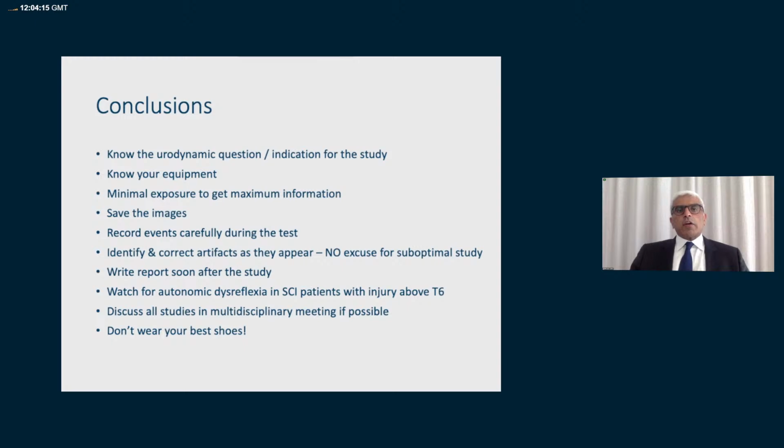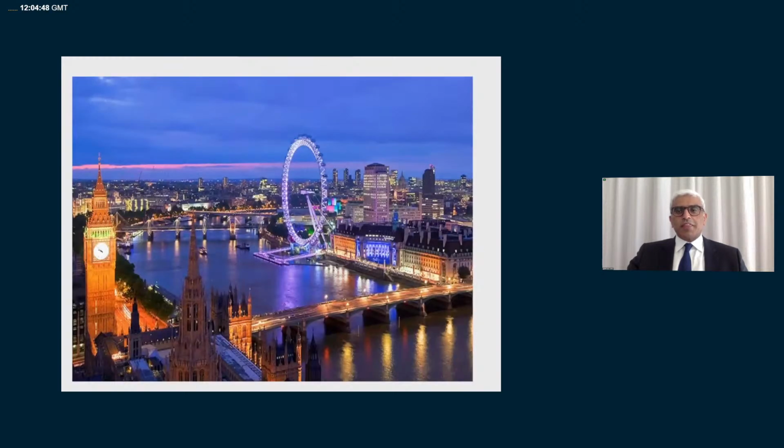So in conclusion, one should know the urodynamic question and indication for study, know your equipment, use minimal exposure in video cases to get the maximum information, always save the images as one goes along, record the test very carefully. Like I said before, correct the artifacts as they appear, report the study as soon as one is done, watch for autonomic dysreflexia in spinal cord injury patients above T6, discuss all studies in the MDT if possible, and don't wear your best shoes. Thank you very much.